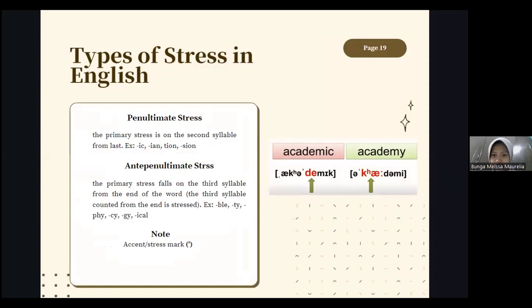Types of stress in English. There are two types of stress in English. First is penultimate stress. The primary stress is on the second syllable from last. For example, the suffixes like -ity and -tion. And the second type is antepenultimate stress. The primary stress falls on the third syllable from the end of the word, or the third syllable counted from the end is stressed. Next, please.